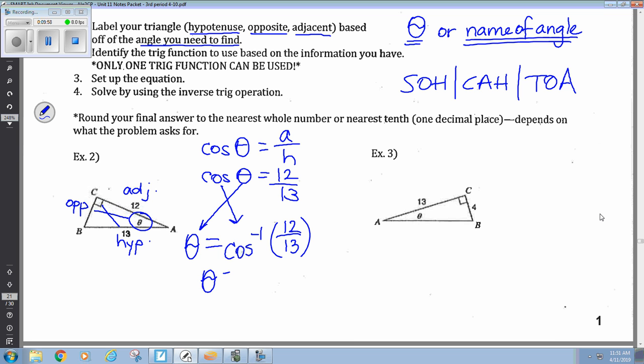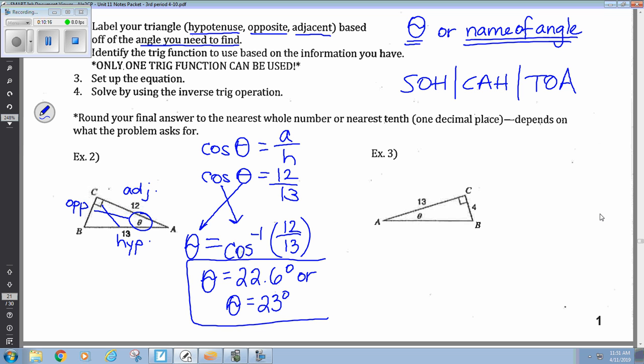So theta equals 22.6 degrees. That's your answer if they wanted it rounded to the nearest tenth, which is 1 decimal place. If they wanted it as a whole number, then theta is equal to 23 degrees. So again, the directions will tell you where to round, but when in doubt, go to the nearest whole number. That illustrates all the steps that you would need to use for a right triangle.